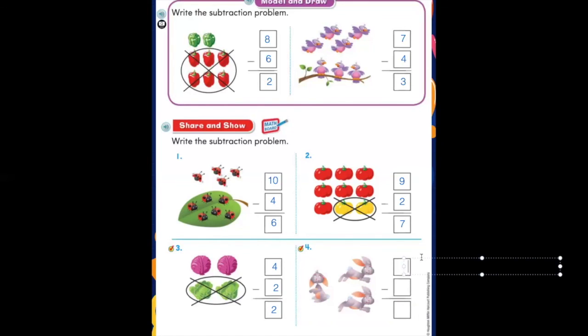Last but not least, let's look at number 4. Number 4 shows us 3 bunnies. So your first number in your subtraction sentence should be 3. 3 minus, there are 2 bunnies running away, so 3 minus 2. Then your answer is the number of bunnies that is still left. There is 1 bunny still left, so our answer is 1. Make sure your subtraction sentence says 3 minus 2 equals 1.